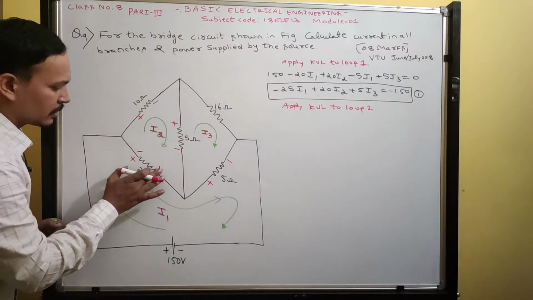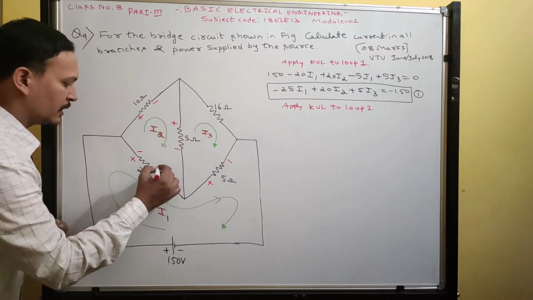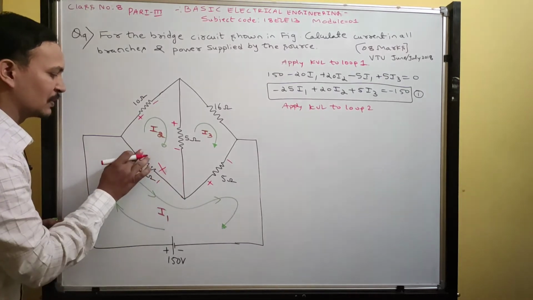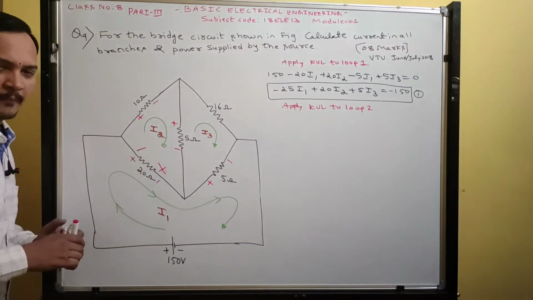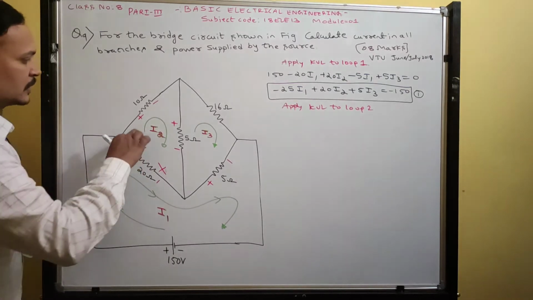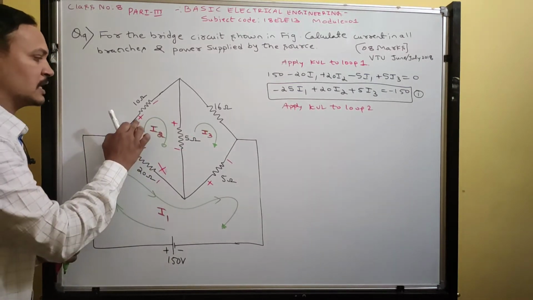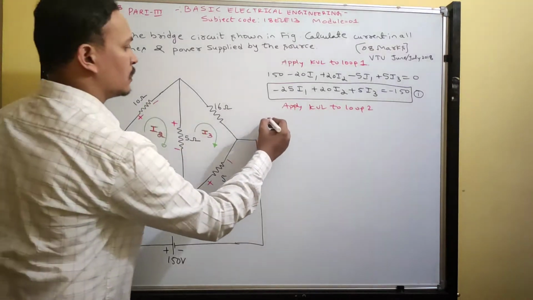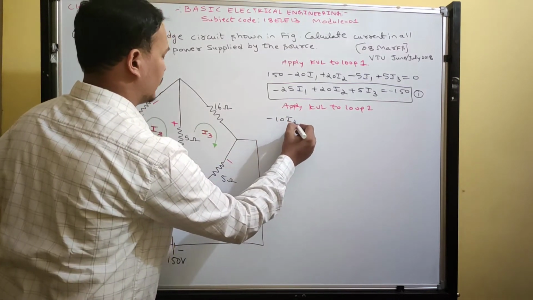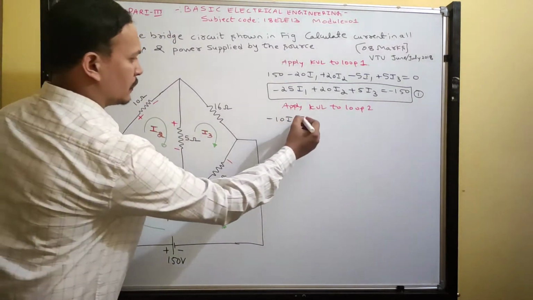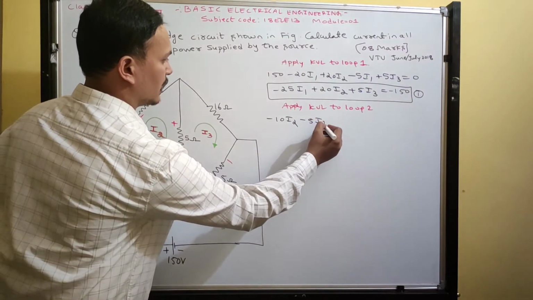But we have already written one, no? You take it a little bit bigger, otherwise you will take it for this only. Okay, now write the polarity. You can start from any resistor. I am going to start from this. Plus 2 minus drop. Minus 10 I2. Plus 2 minus drop. Minus 5 I2.